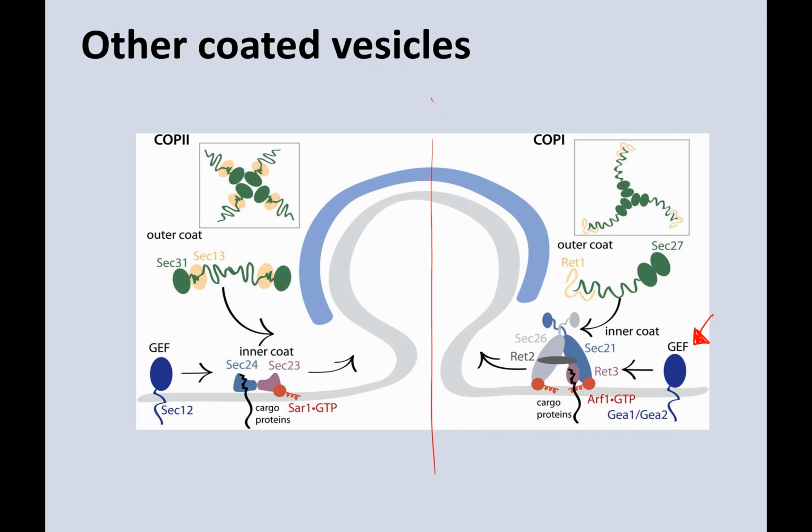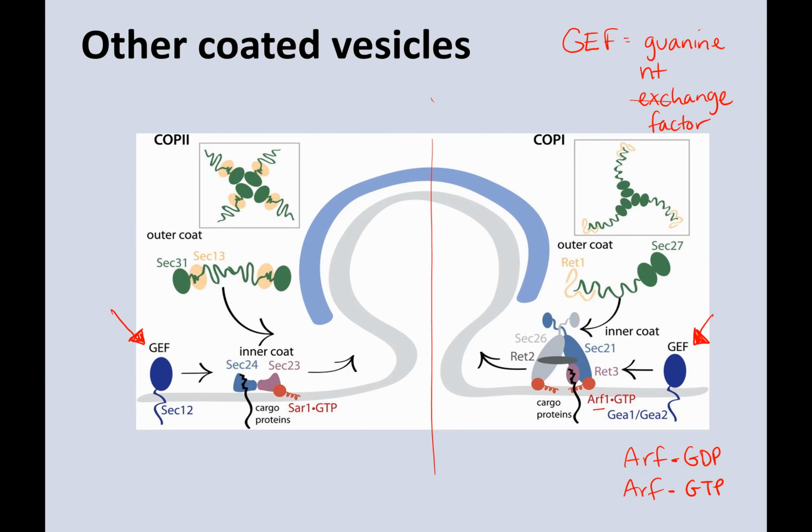Don't forget, whenever you have a GTPase, you're going to have a GEF protein, which is guanine nucleotide exchange factor. So, for instance, ARF here, ARF comes in two forms, ARF GDP and ARF GTP.